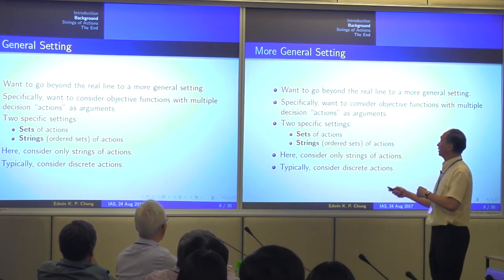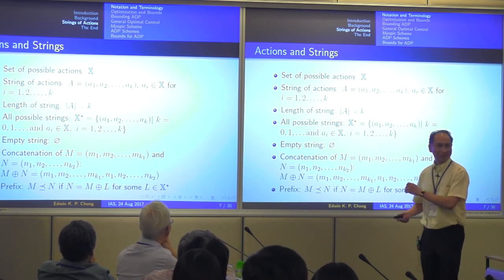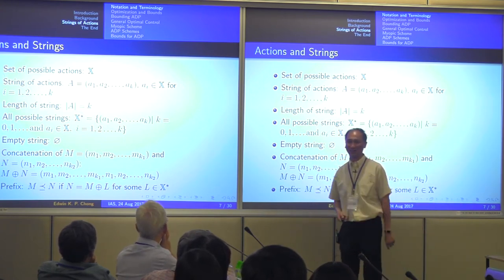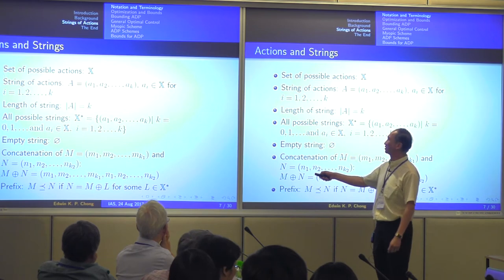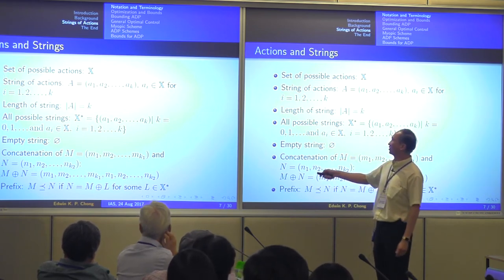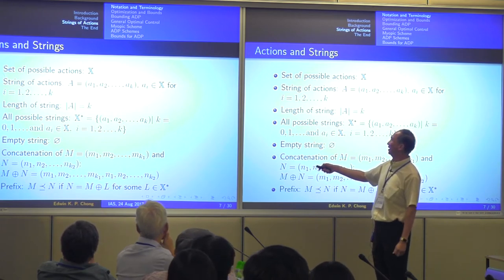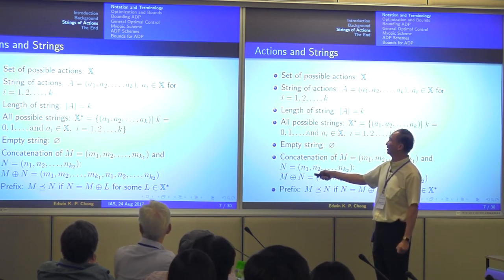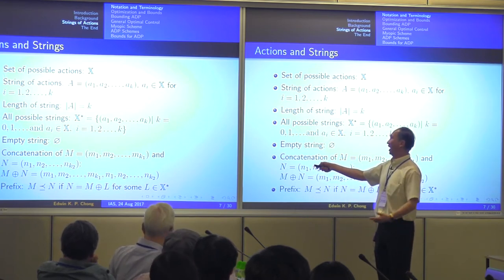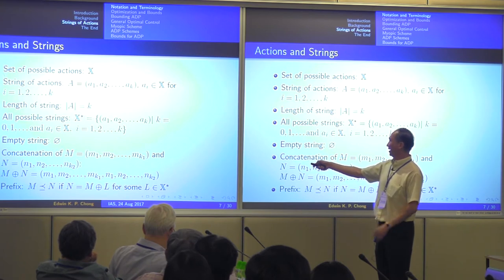Okay, so here's the tough part. But it's really written in a way to be analogous to the one I showed you before. Okay, so I have a set of possible actions X, so not real, but X. So a string of actions is just an ordered set of actions, right? A1 through AK, where each of these elements is an X. The length of a string is just its size. Let's say it's k, in this case, right, k actions.